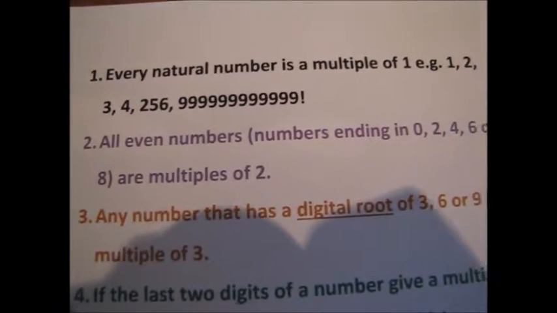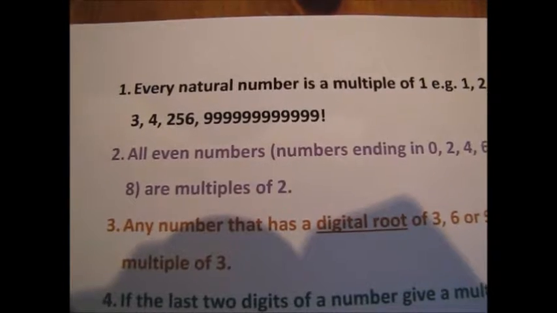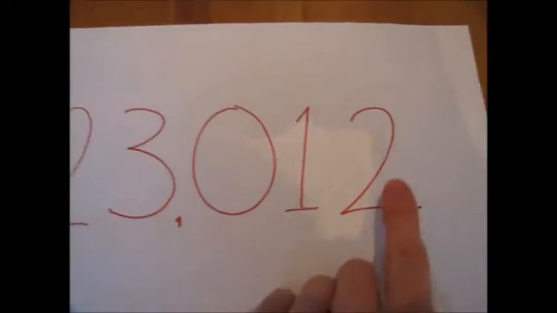2's. All even numbers ending, so that's numbers ending in 0, 2, 4, 6, or 8 are multiples of 2. Perfect. So is that a multiple of 2? Yes, it is, because it ends in a 2.